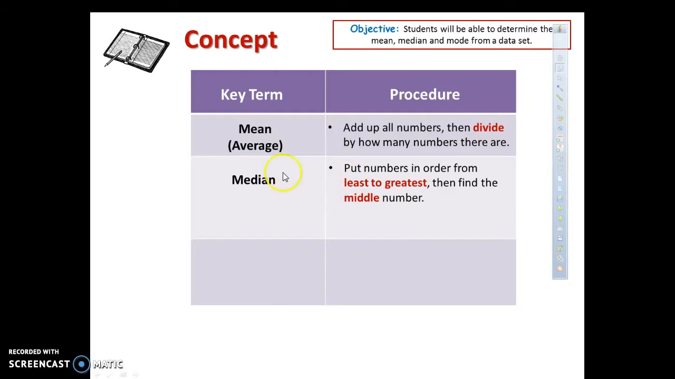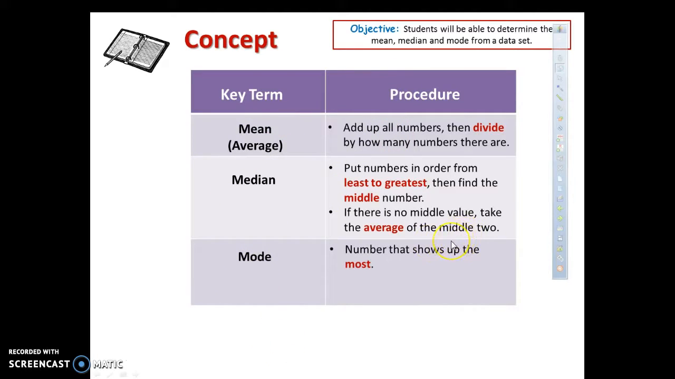The way I think about this is if you're driving down the highway or the freeway, there's a median. It kind of divides the highway. That's the middle number. If there is no middle value, so say you have an even data set, what you do is you take the average of the two middle numbers, and that is your new median. The final measure of center that we're going to talk about is mode. And mode is the number that shows up the most. So mode is the most often.